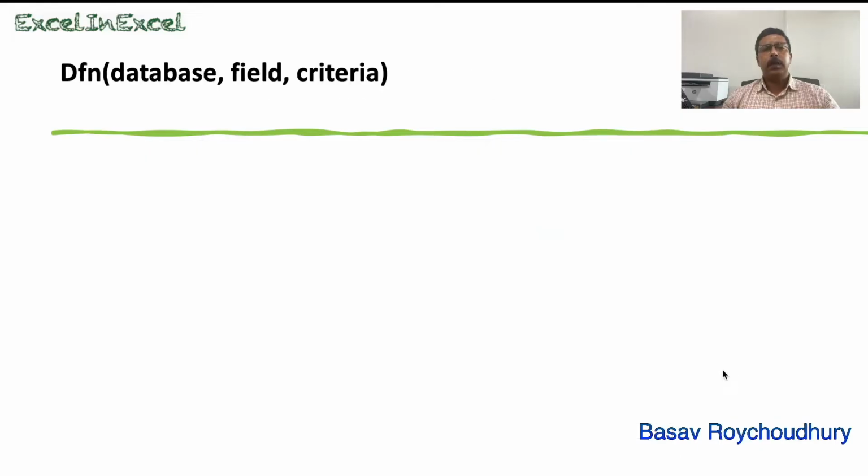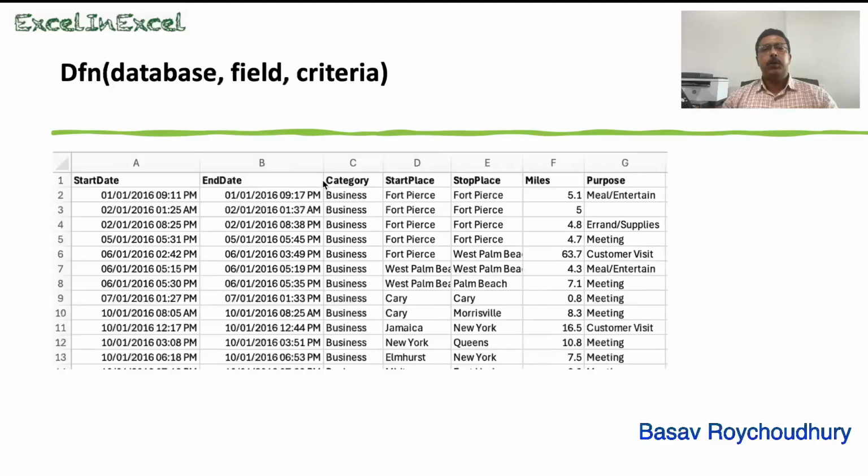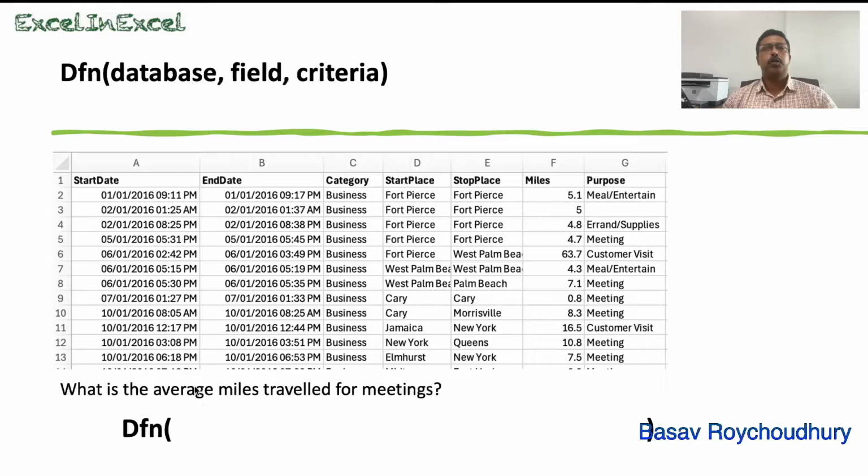So a typical database function looks like a DFN. Why am I calling it a DFN? It can be DSUM, DCOUNT, DCOUNTA, DMAX, DMIN, DGET. So D is there and there is a function, and the syntax that it requires: it first requires a database, then it requires a field, and then it requires a criteria. So continuing with our same example, since we have identified the records already, we are looking at a D function that of course would be average, so the function would be DAVERAGE.